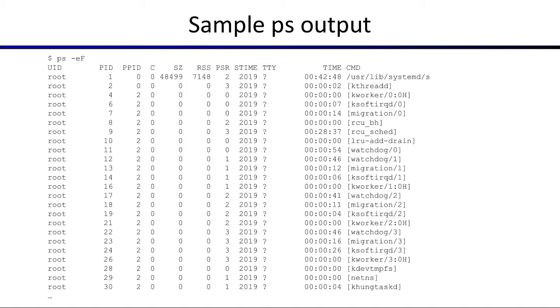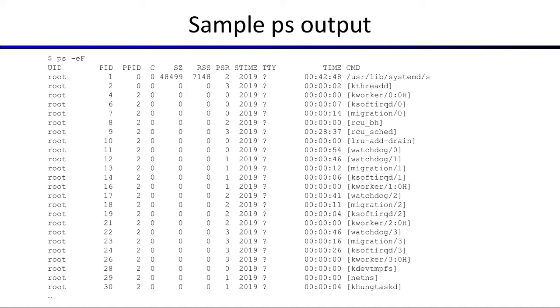PID 2 is the second one, and the parent process ID for PID 2 is also 0. PID 1, if you see the right side under command, is systemd. And PID 2, if you go to the right side of that line and see the command, it is kthreadd, so the kernel thread daemon.